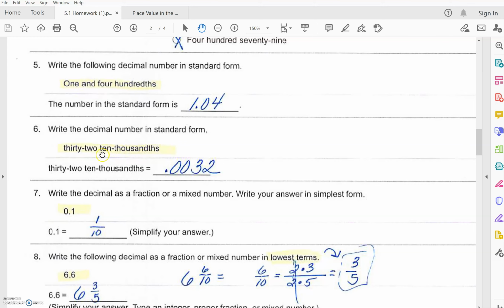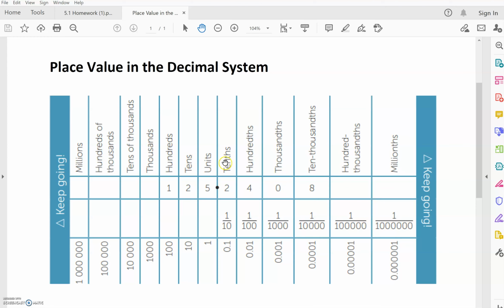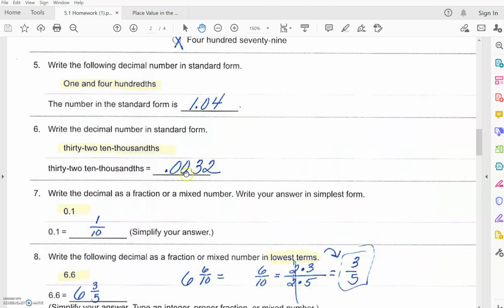Ten-thousandths is just saying how many digits there should be to make sure 32 is in a ten-thousandths place. We look at here and we can see ten-thousandths. There should be 1, 2, 3, at least 4 digits to the right of the decimal. So there's going to be some placeholders. So this is something new that you'll have to get used to.